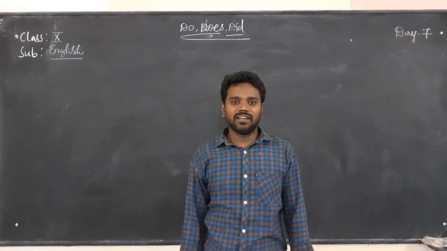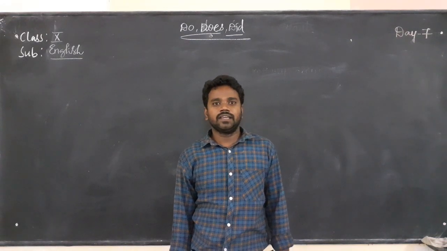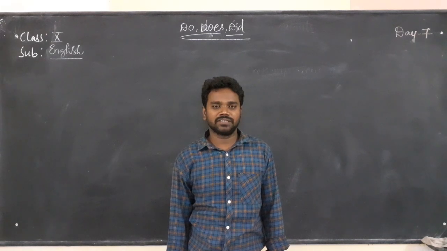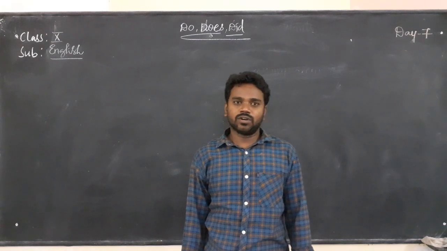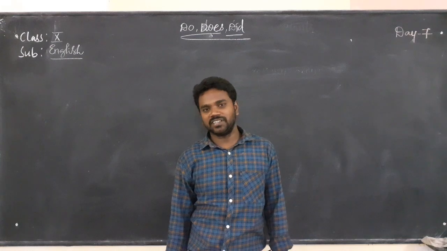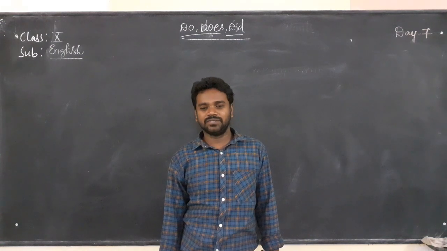Hello children. In the last class we learnt the be forms of primary auxiliaries. So what are the be forms? The be forms are am, is, are, was, were.